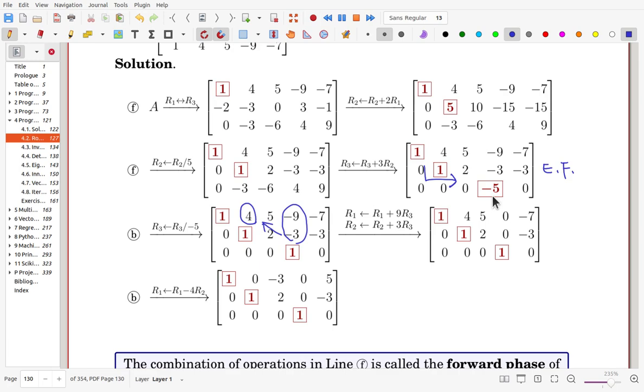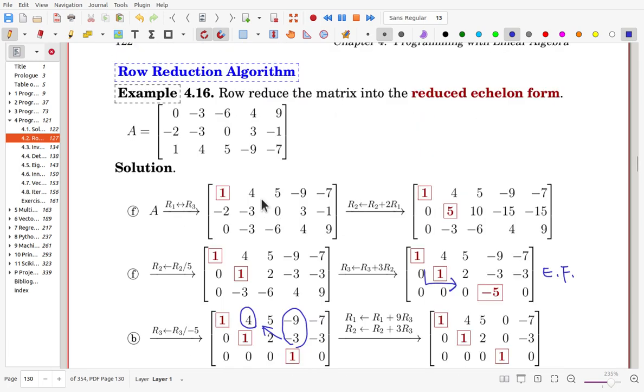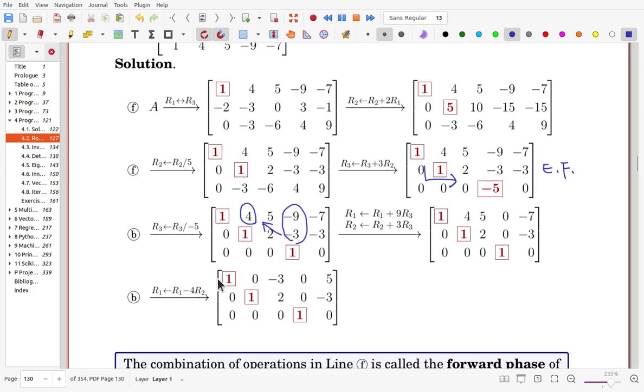Of course, the pivot position is in the matrix A, and the pivot columns are, in this case, columns 1 to 4. These columns are the pivot columns of A, not of this echelon form. Okay.